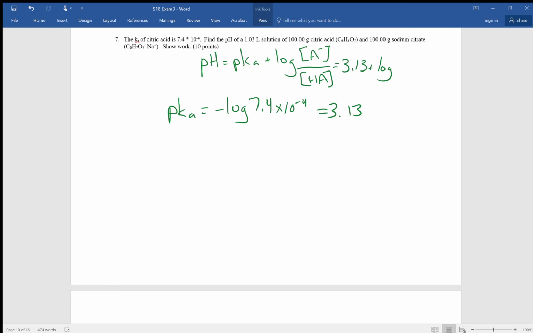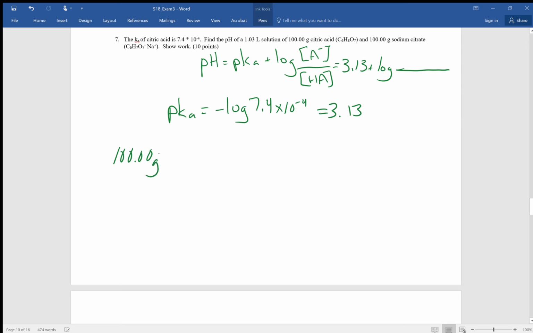From here, we need to now calculate the concentrations of both the acid and the base. As we've seen many times before, we need to know which one is the acid and which one is the base. This is a pretty straightforward example because the acid is the one that has acid in its name. It's also the one that we have a Ka value for. So I'm going to start with the citric acid and find its concentration.